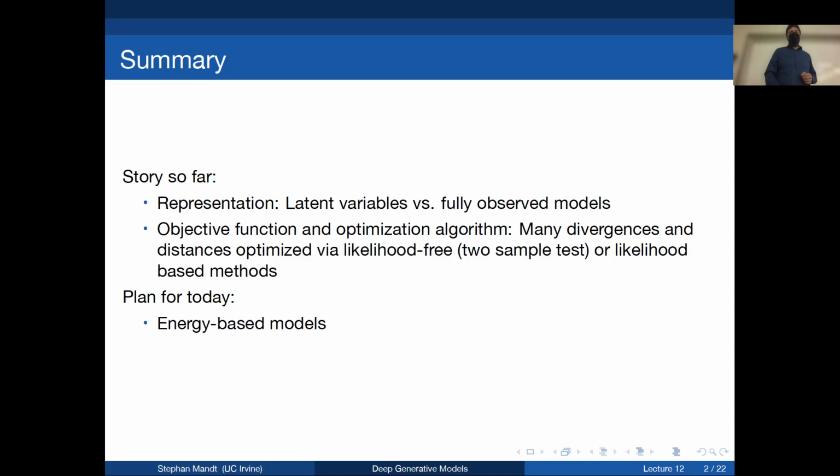And as I already mentioned, today we'll talk about a very different class of models with its own problems, and those are energy-based models.